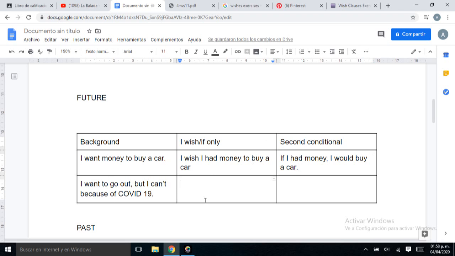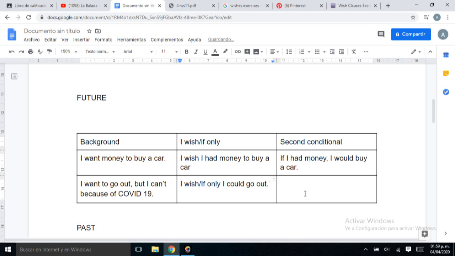I want to go out, but I can't because of COVID-19. So, the idea is in future. If you want to go out, this is a future idea. Probably go out in 1 minute, in 10 minutes, in 15 minutes, but it is on the future. And we have I wish or if only I could go out. This is an example.